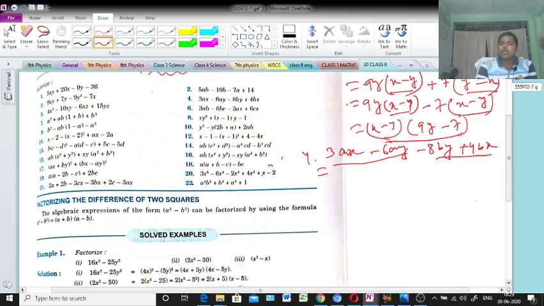So now we'll take it common. See, what will we take common? 3a common, because from 3 and 6 we'll take common 3, and a is there in the first term and the second term also. X here, y not possible, so the remaining portion will be x, and here y. Clear or not?